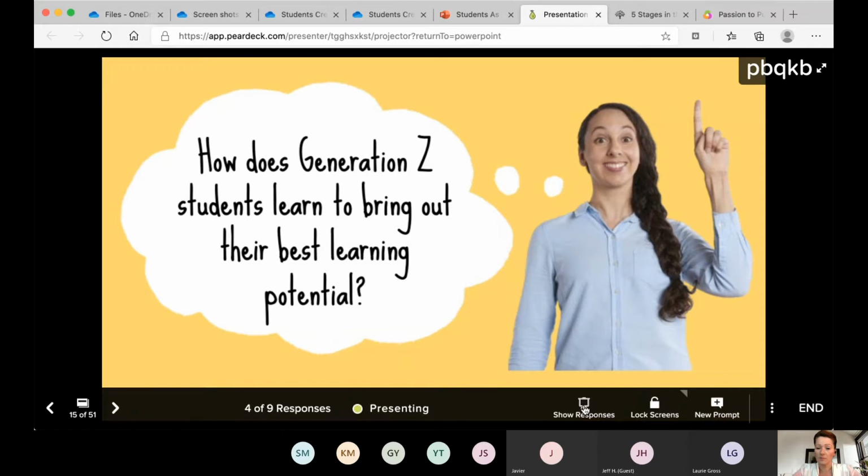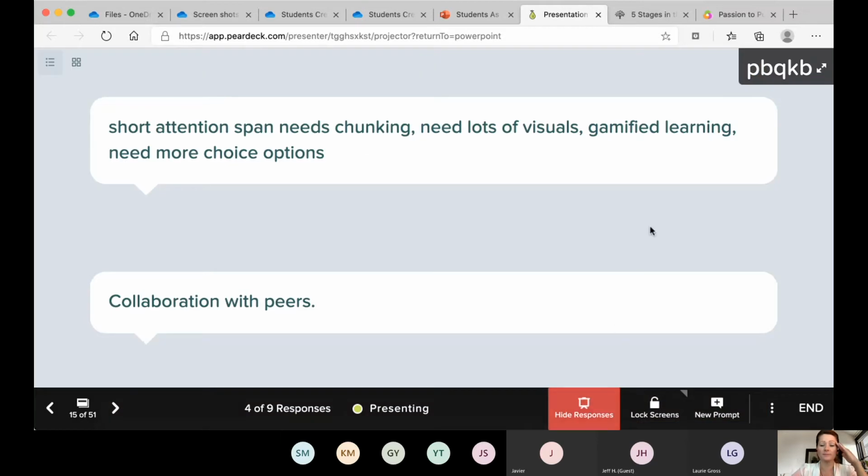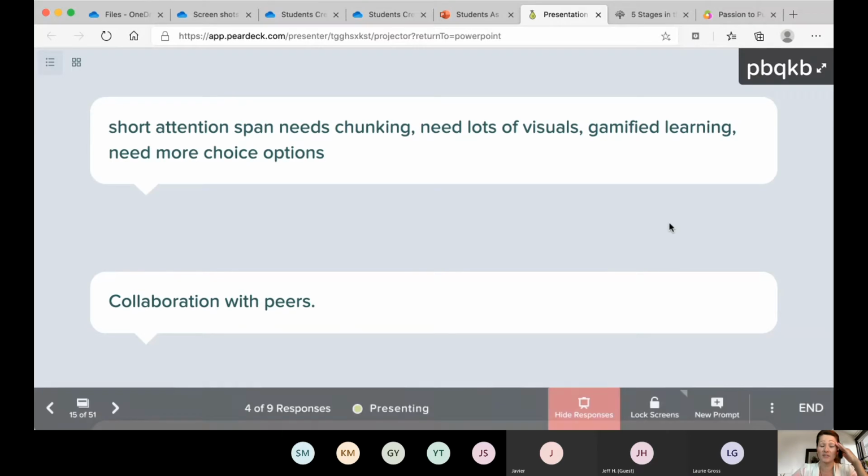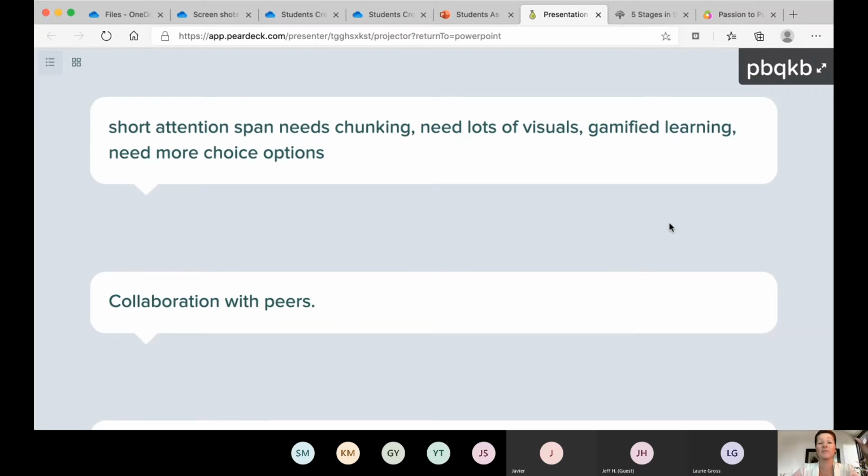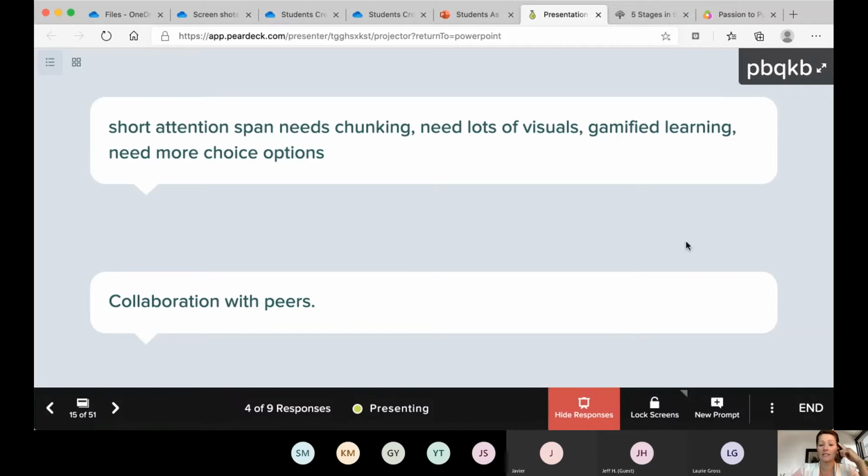Okay, I'll show some of our responses that have come in so far. Yes, the short attention spans. It's right, isn't it? It truly is that they're very small, and that's why less is more right now. And our students, they do need lots of visuals.